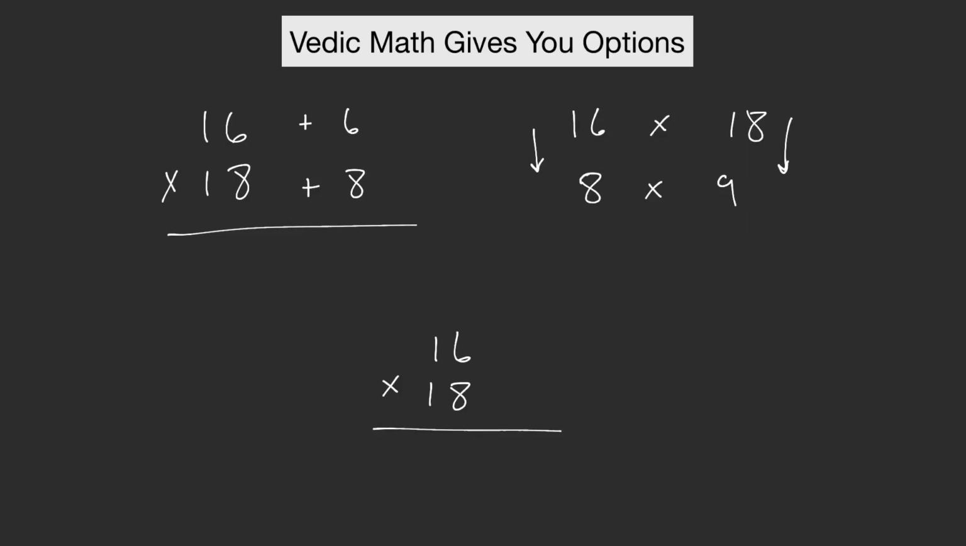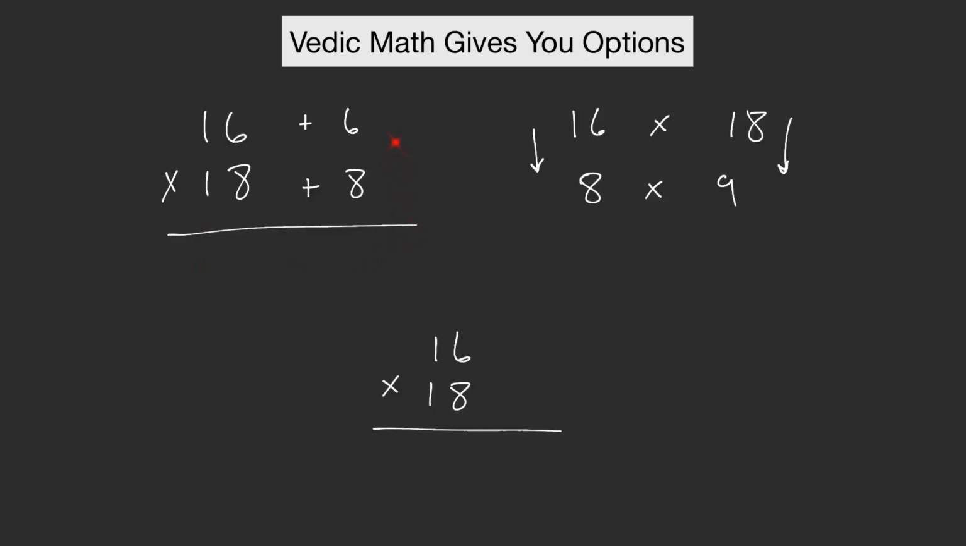Okay, when doing Vedic math, you get more options for doing your arithmetic. So there's more than one way to go about solving a problem. Here in the West, we're usually given just one way to solve a multiplication problem. Here I'm going to show you a couple ways to go about solving a simple problem, 16 times 18.